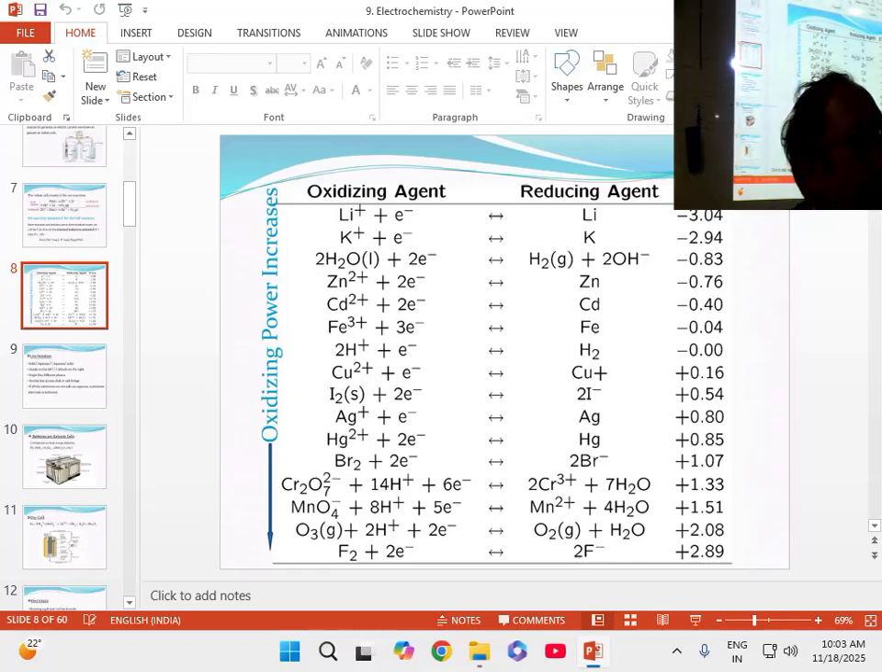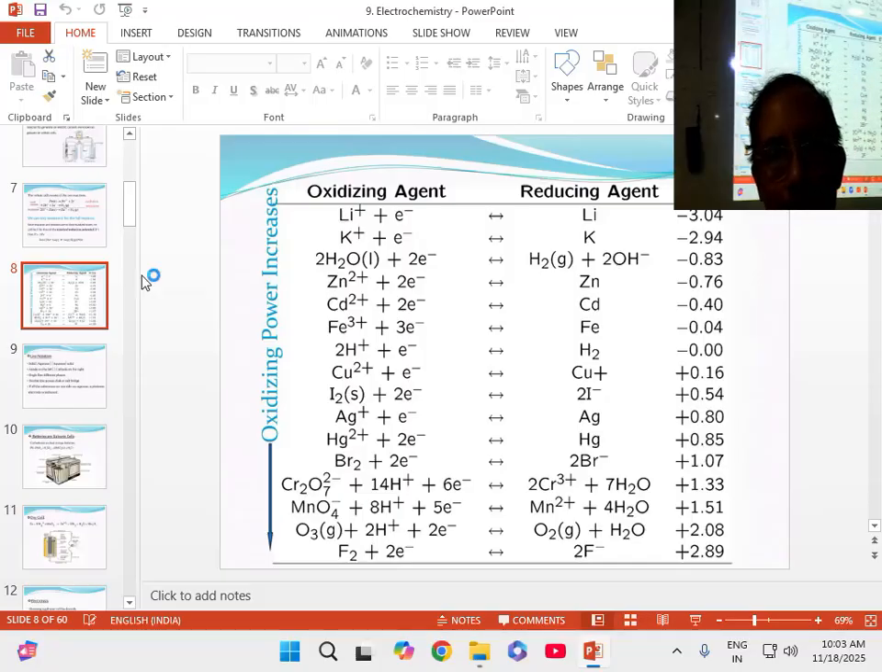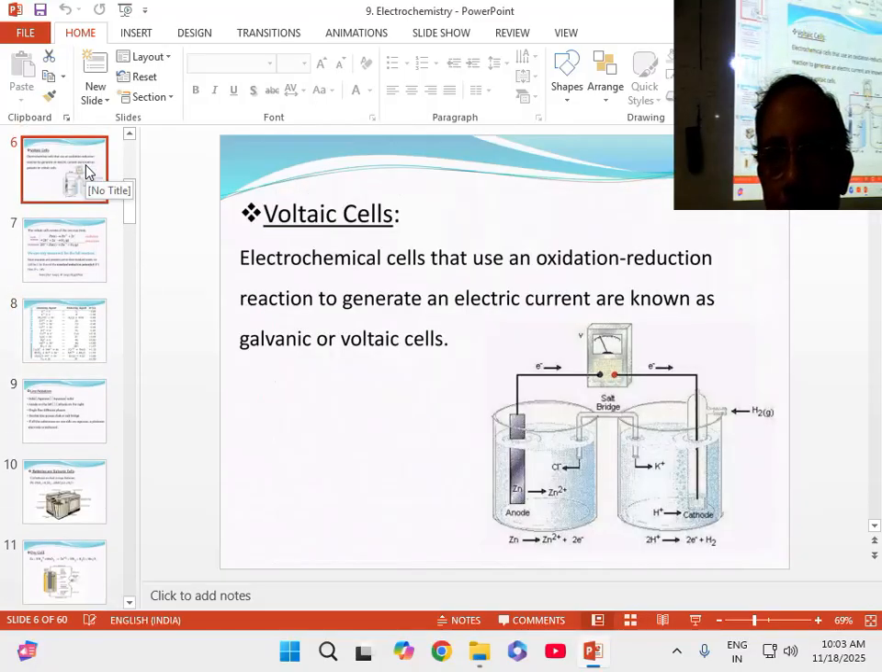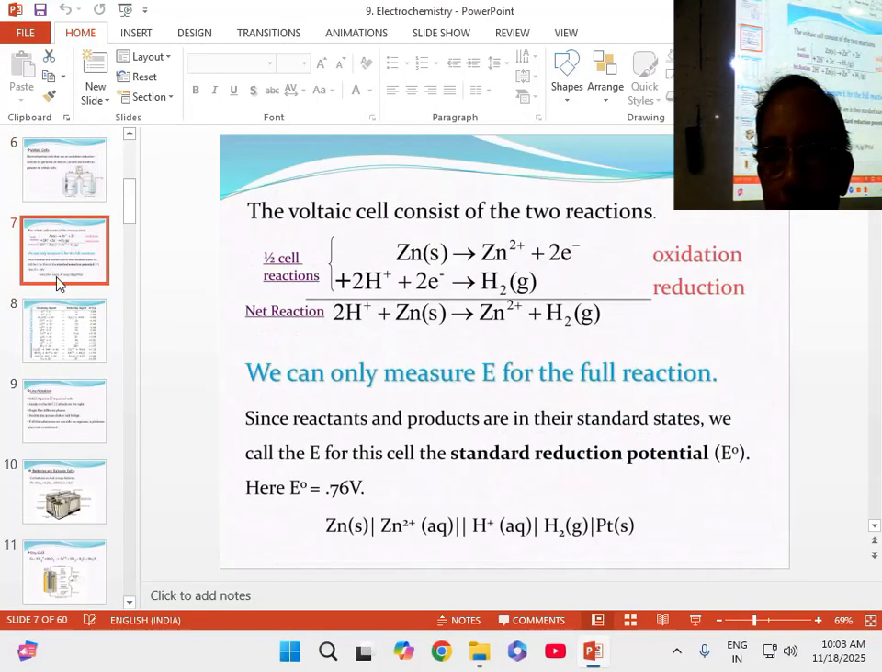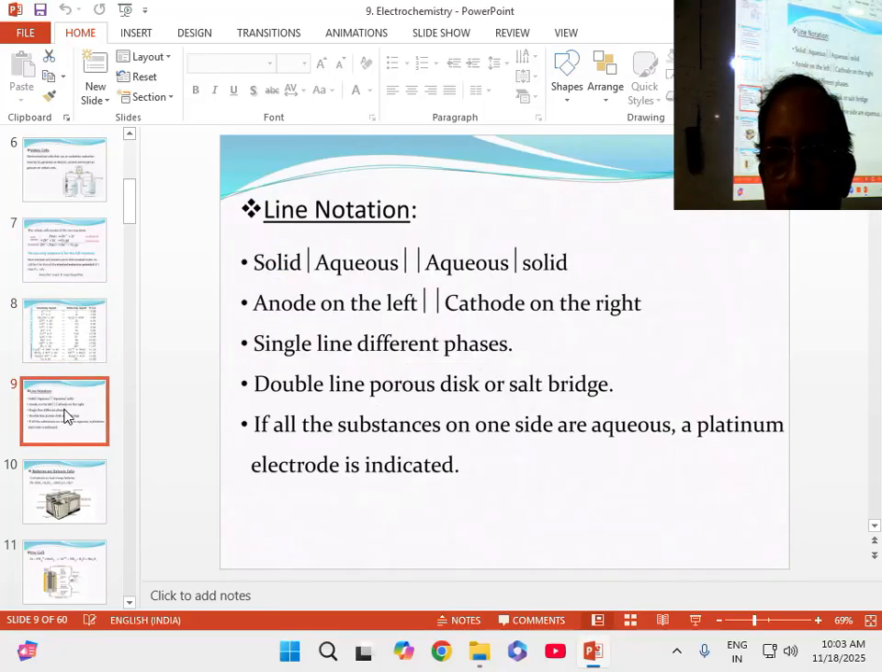Class, I was up to here. So far I remember. Huh? Line rotation. Notation. Okay, up to this, huh? Fine.